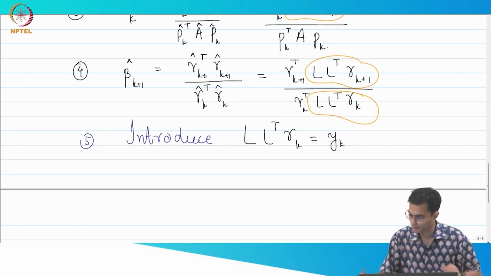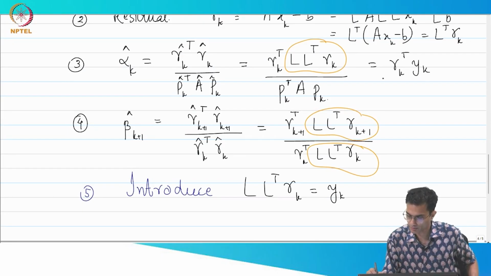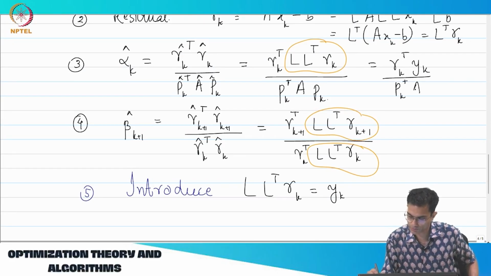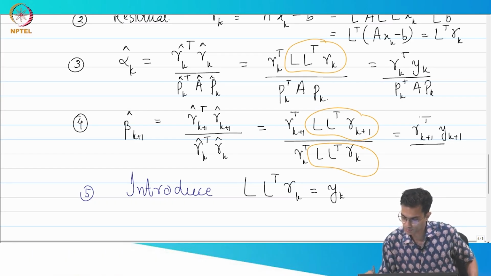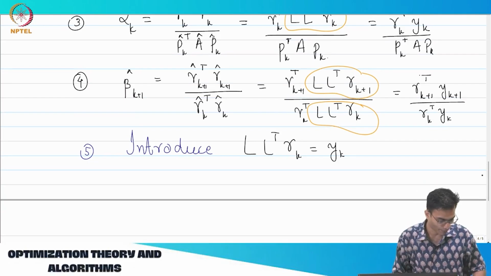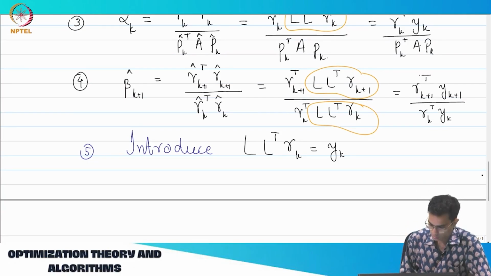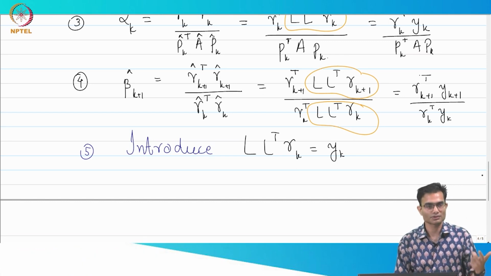So having done that, what happened to my alpha? This became rk transpose yk by pk transpose A pk, and this became rk+1 transpose yk+1 over rk transpose yk. So at least there is a simple looking form that is coming up. Okay, so I have got my alphas, betas. I need to now know how do I go to the next conjugate direction.